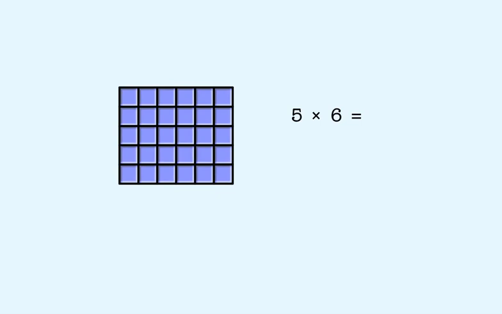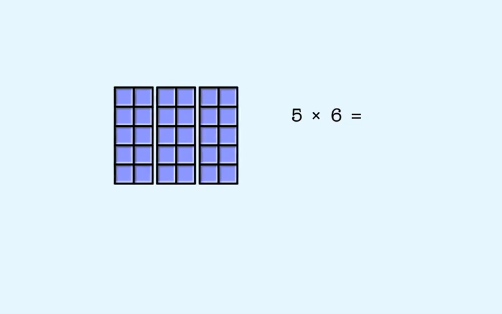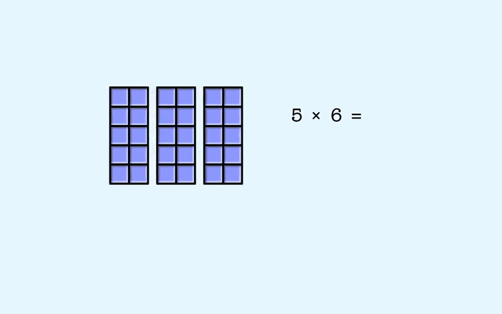If we separate the array into groups like this, we have 3 groups of 10 instead of 6 columns of 5. So instead of multiplying 5 times 6, we can multiply 10 times 3. You already know that 10 times 3 is 3 tens, or 30. So, 5 times 6 is equal to 30. When we multiply by 5, we can just multiply half of the number by 10.